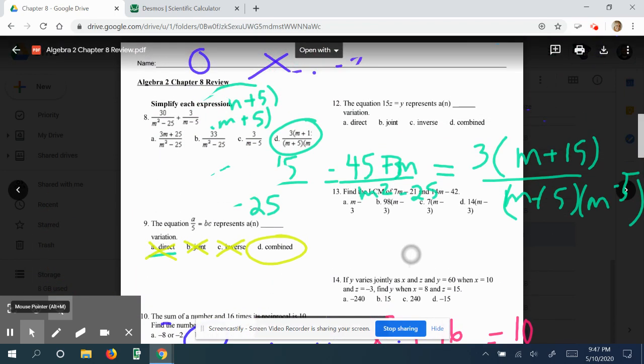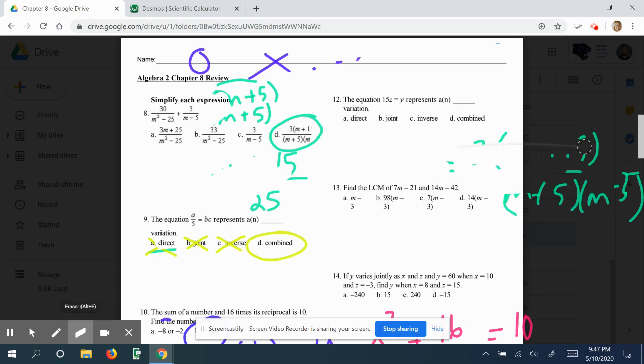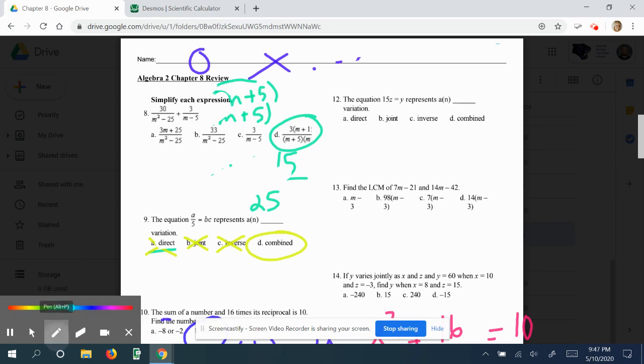Okay. Now, coming back up to number 12. All right, 15z equals y represents what type of variation? Now, that is going to be direct variation. Okay, we know that because the direct variation equation is some number times a variable is equal to another variable. We know that's direct variation.